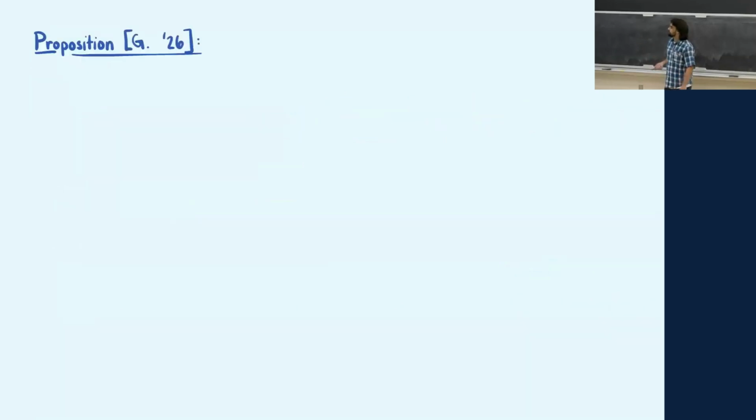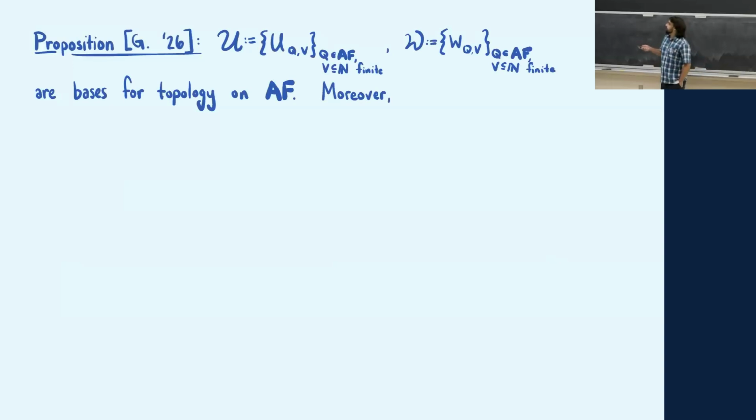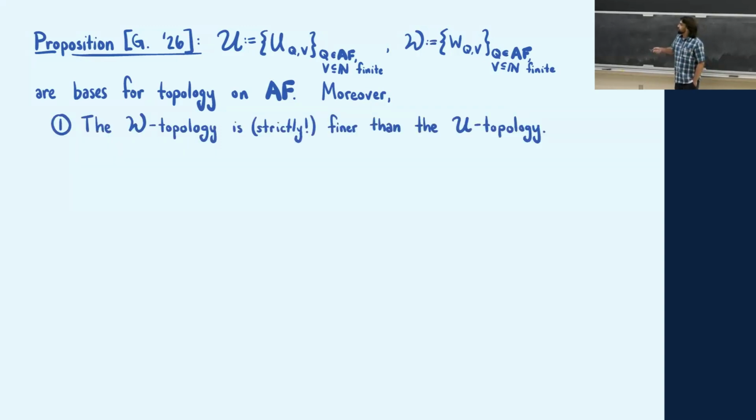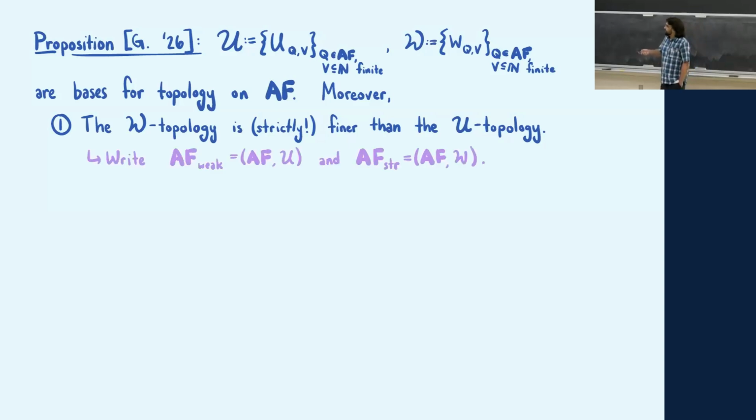And so here's a proposition for you. These sets form bases for topology on your space AF. Moreover, the W topology, the one with the over full subquivers that I haven't told you about, is strictly finer than the U topology. And so you have these spaces AF weak and AF strong. Same underlying set, different topologies.